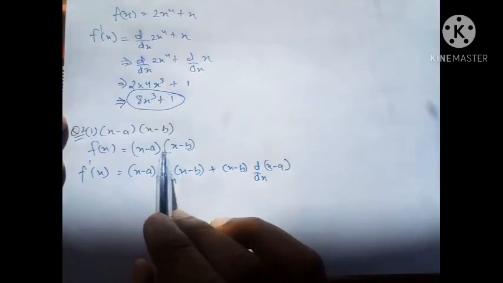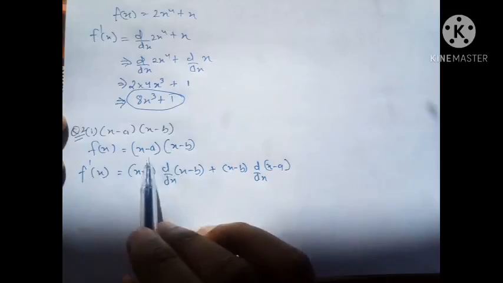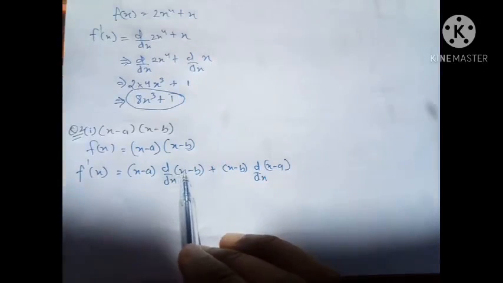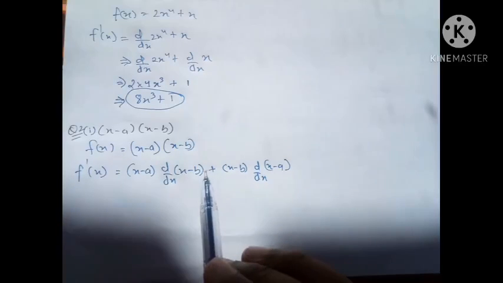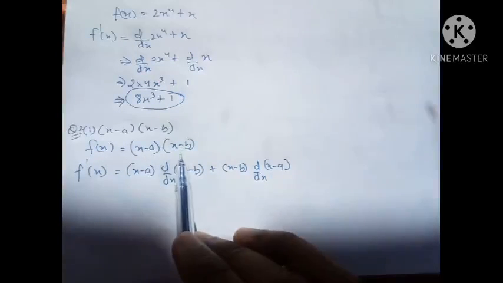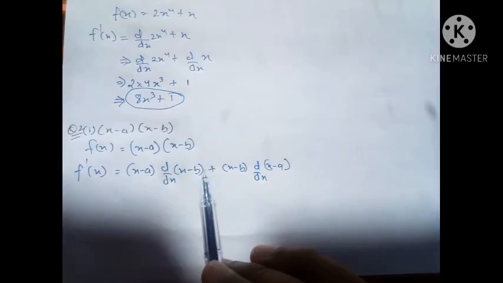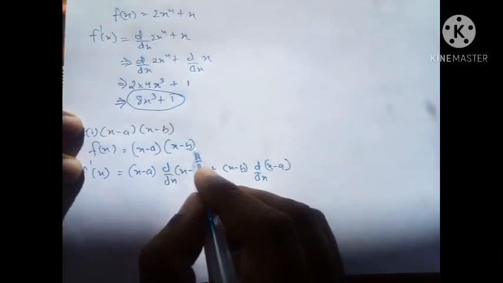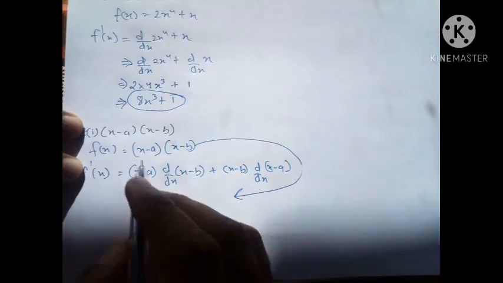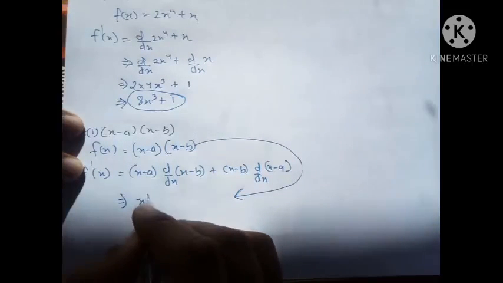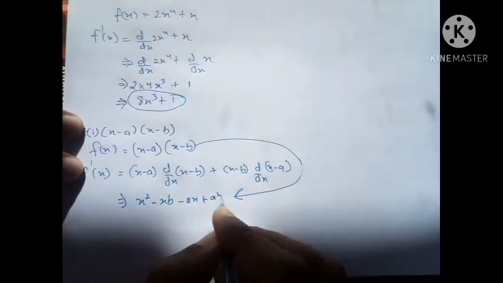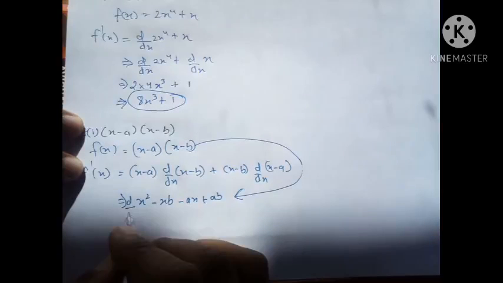Whenever there are two things that are multiplying, what I usually do is I take the first one out and the second one over here, and then I solve it. So this is one way of doing it. The other way of doing it is to multiply both of them and directly do the derivative. Okay, I'll show you the other method also. So if I multiply this, what will I be getting? x square minus xb minus ax plus ab.